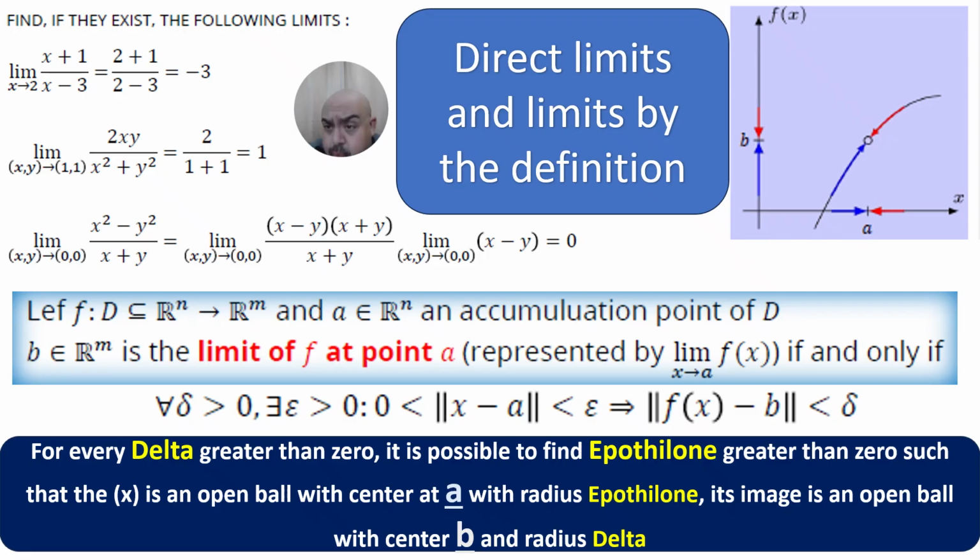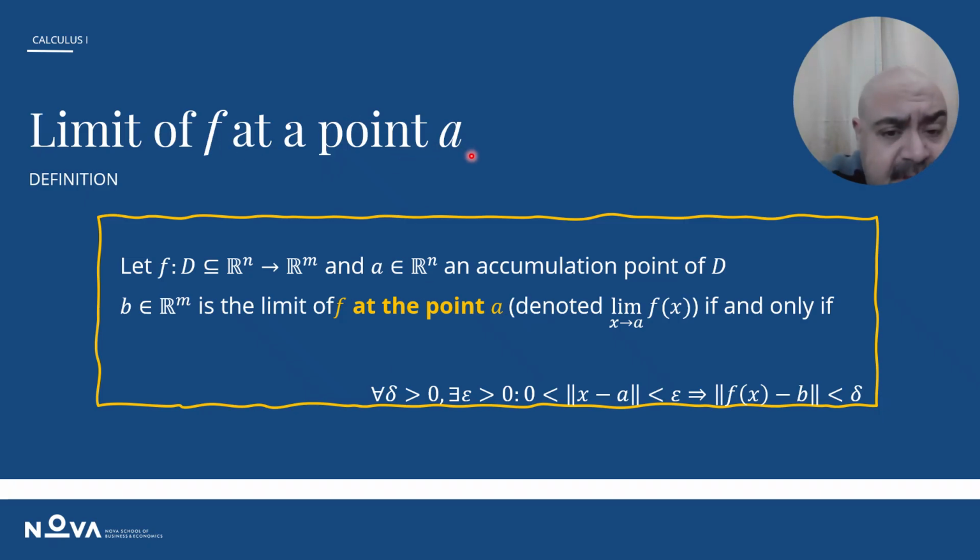So actually, I will use the limit of f at a point A in order to check the value of a limit at a certain point when x is tending to a certain value. This is really major, and I will depend on this on all our coming problems. So I need you to memorize it. So once more, let f be such that it is within the domain from Rn into Rm, and A belongs to Rn, so A is in the domain, it is the independent variable, an accumulation point of D, where B belongs to Rm, it is the limit of f at the point A, and it is denoted by limit as x tends to A of f of x.